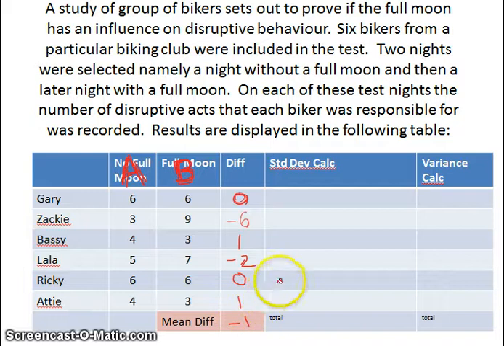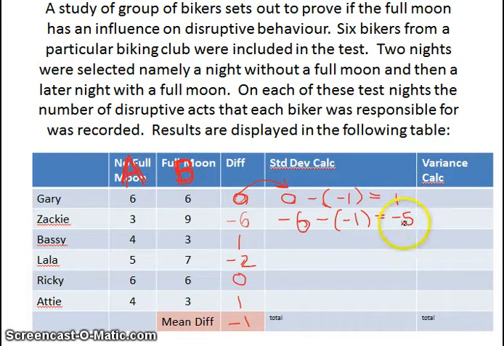I then go on and I do the standard deviation calculation, and the standard deviation calculation entails me taking the difference, so that over there, for each of them, I'll do the same for each of them, and I subtract the mean difference. Now using BODMAS, I'm going to have an answer of 1 there. So I do the very same for each of them. So for Zacchaeus, minus 6, minus 1, and I have an answer of minus 5.